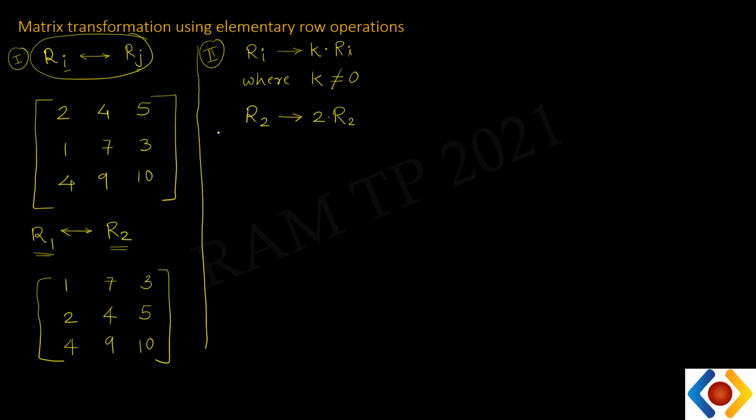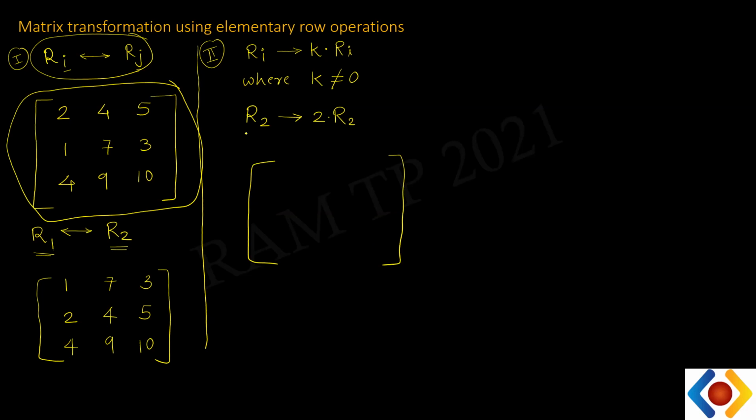So what does that mean? Please remember, I'm sticking to this original matrix and trying to perform this operation. So the second row will come as 2, 14, 6. One minute, let's go step by step. Are we changing anything in row 1? No. So row 1 will stay as it is. Write that down as it is.